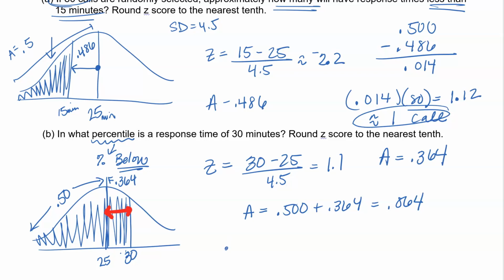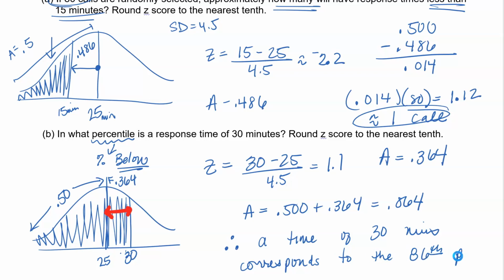So therefore, okay, the symbol means therefore, a time of 30 minutes corresponds to the 86th percentile. So 0.864 is about 86.4%. And usually with percentiles, we just round to the nearest whole number, but in Connect, when you're doing your homework, you'll be directed on how to round.